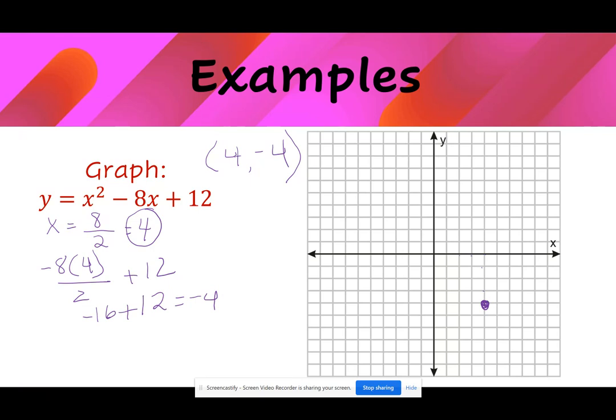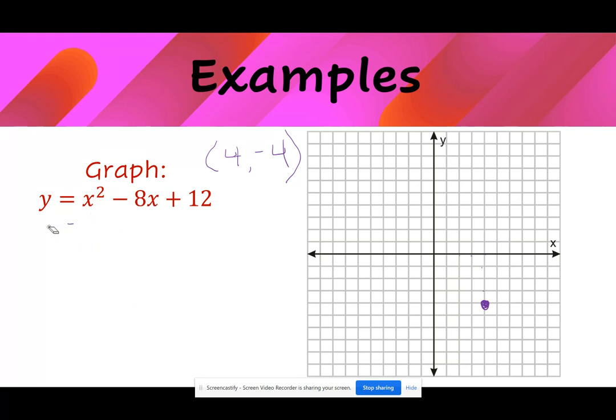So I'm going to plot that. I'm just going to erase this work for now since we went over that in the last video, and I need more room here. So now we're going to make a table. Right in the middle, we're going to have our vertex. So now I can pick either 5 or 3 to plug into the equation because that's on both sides. So we have 3 and 5. I'm going to choose 3 just because it should give us smaller numbers.